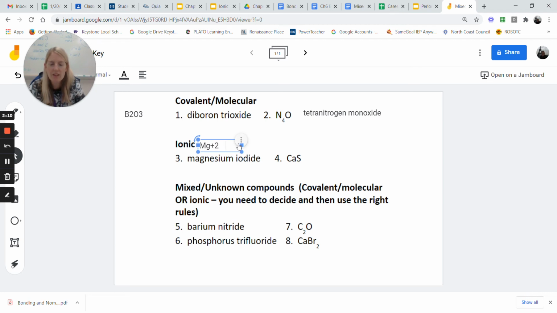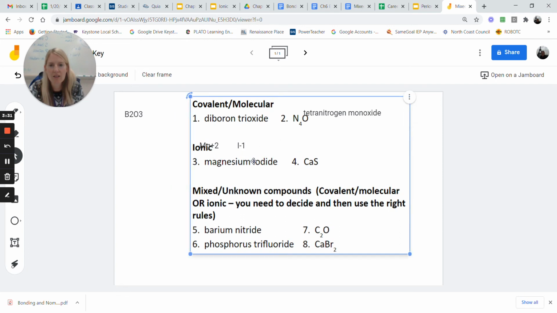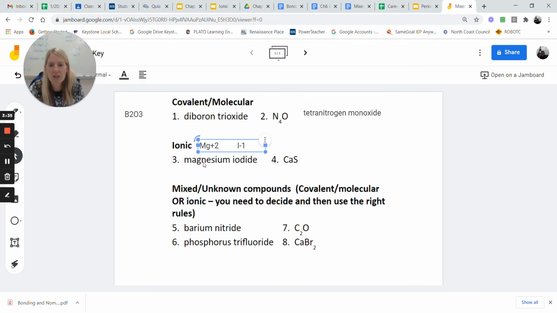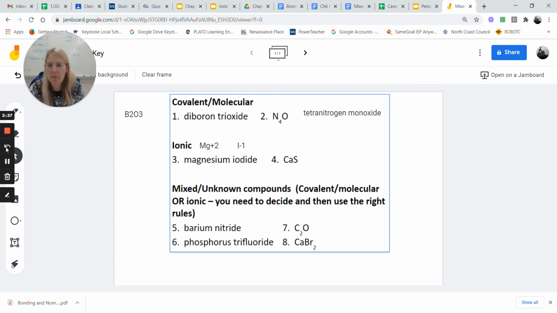And then next I have iodine, which again I can use my periodic table to know that its symbol is I and that its charge is -1. We want those to equal 0, and they do not. So that's when I can use my crisscross method to tell me that I need 2 iodines and I need 1 magnesium.